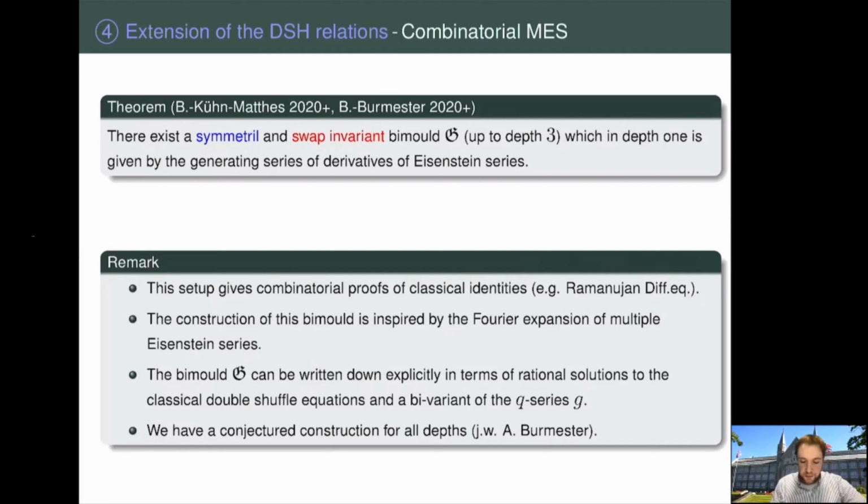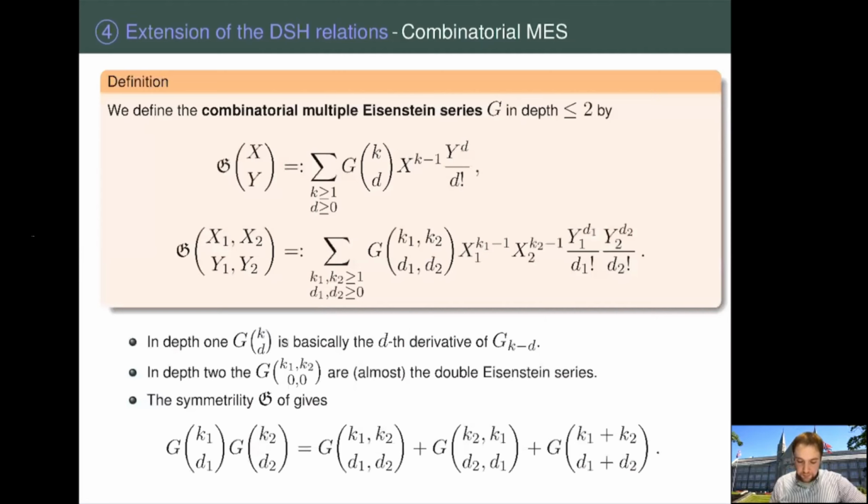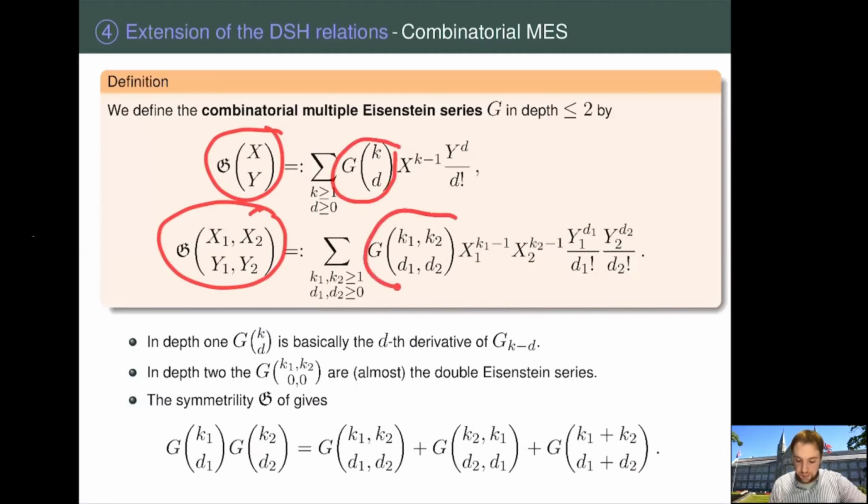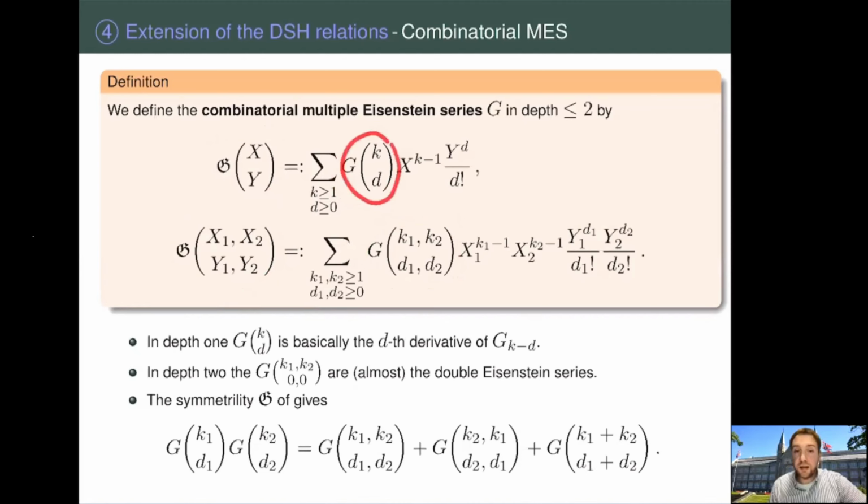And actually for this theorem, the depth 2 part is part of this project with Kühn and Mattes, and the depth 3 part with Annika Burmester. And actually we have a conjectured construction for arbitrary depths for these objects. And maybe, so this is the B-mold I denoted, which I mentioned before, which is symmetrical and swap invariant. And the objects, which are now the coefficients, so in depth 1, these coefficients are basically exactly the derivatives of Eisenstein series.